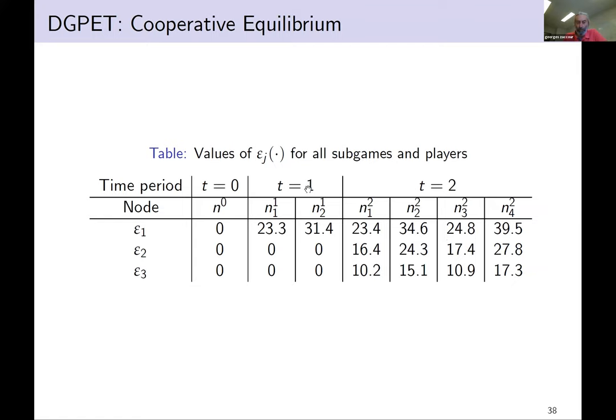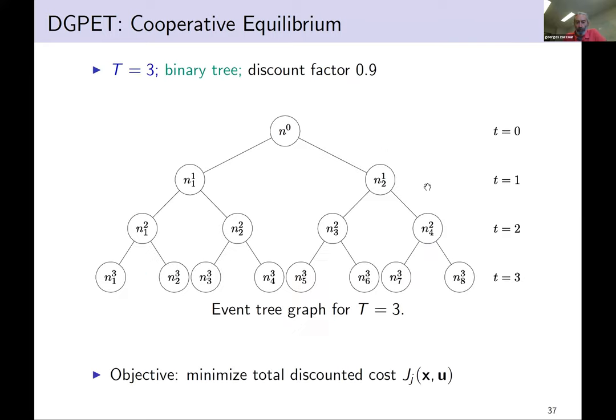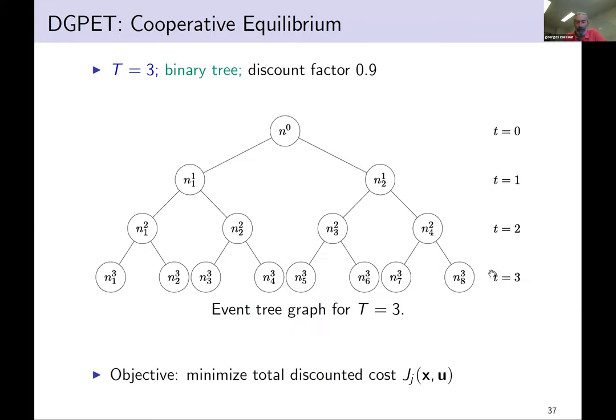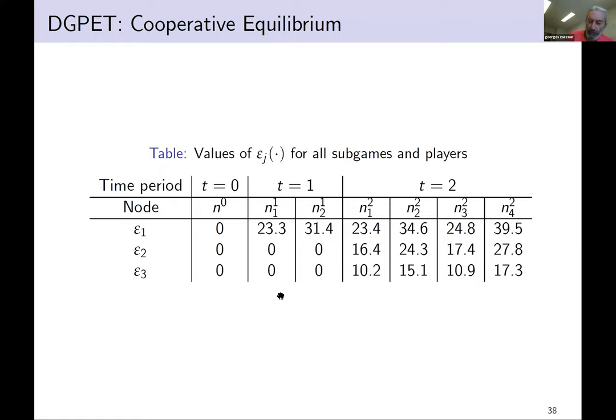We have three periods, period 0, 1, and 2. In period 1, we have two possible nodes, okay? And in period 2, we have two possible nodes, and we are ending here with period 3 with 8 possible terminal nodes. So what are we getting here as a result? It says that at the initial node, nobody is deviating from the cooperative equilibrium. Now in period 1, player one has an interest in deviating, because player one can do better here by deviating from the agreement than sticking to the agreement, whereas player two and player three have epsilon equal to zero. However, as expected, in the last period everyone will deviate because we know it.